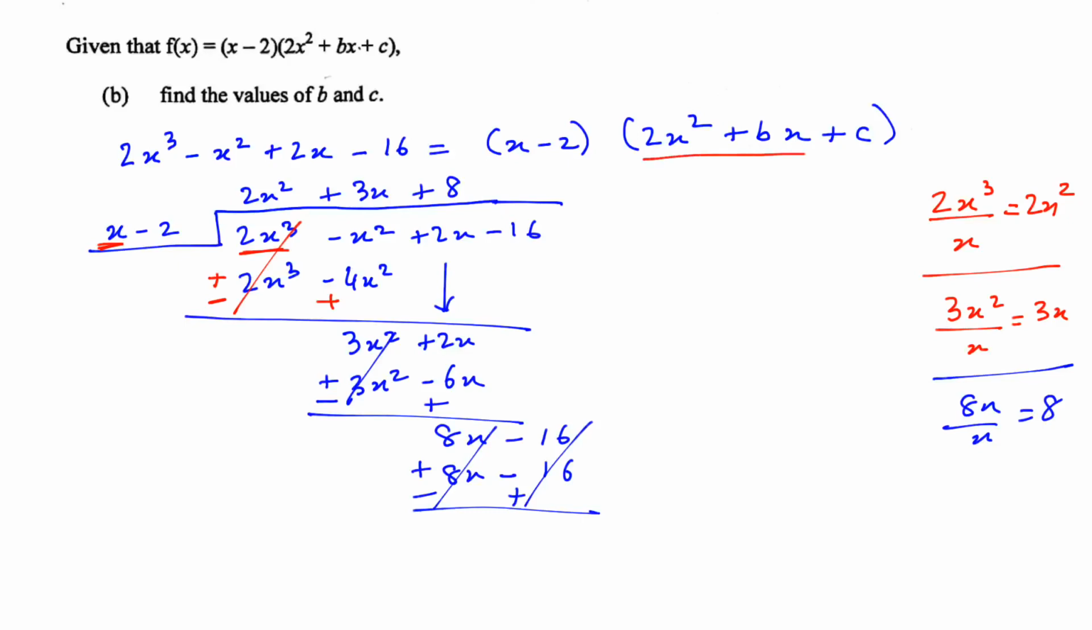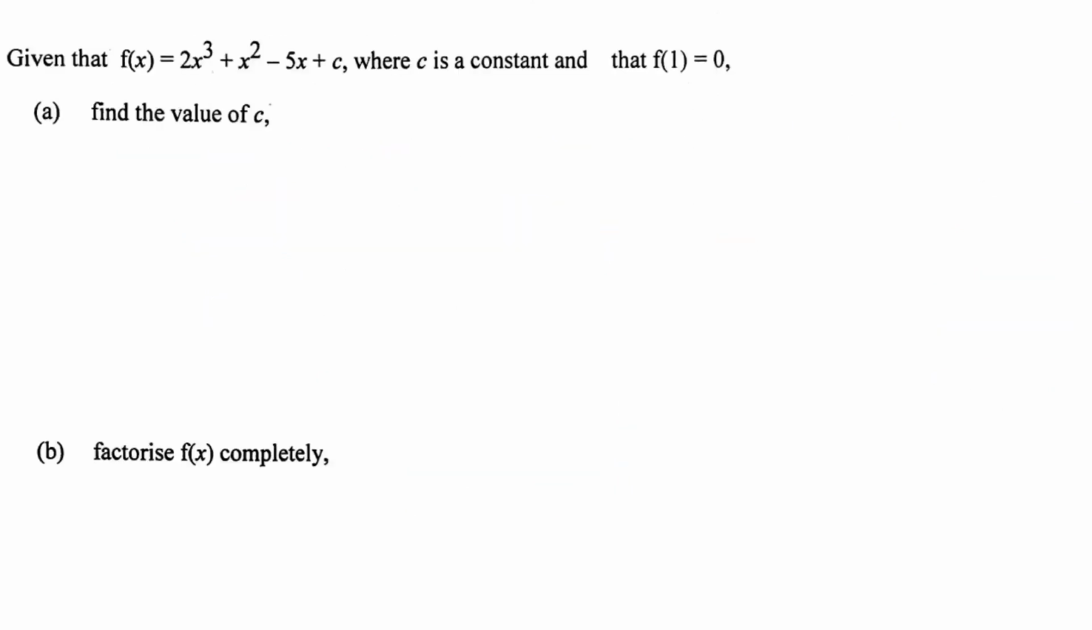Look at this equation here and look at the answer that we got. What is the number before x here? B. And what is before here? 3. Therefore, b is equal to 3 and 8 is the constant. C is equal to 8. So you can use either of the ways to solve this question.